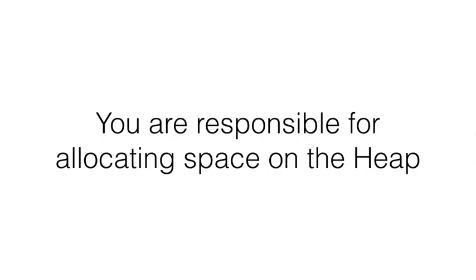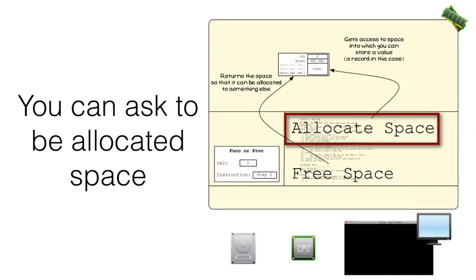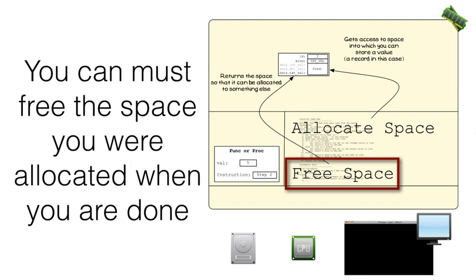Now the key bit with the heap is that you are responsible for all of the space allocated on the heap. You can ask for space by calling a function or procedure to allocate you that space, depending on the language. When you've finished with it, you've got to remember to free the space, to say, operating system, I've finished with that bit of memory you gave me, you can have it back. If you don't do that, it doesn't get given back and can't be used for anything else until you have actually finished.